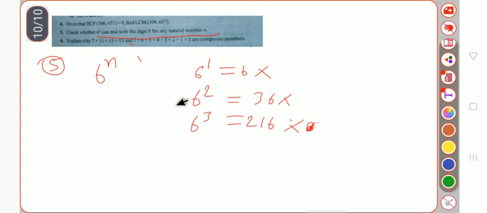Suppose this was 6 to the power 2, 6 to the power 3, so we can apply multiplication. But if we take n as 30, then it will be very difficult to multiply 6 thirty times. So we do not do questions like this. We will apply a very simple method. We have to check whether it is ending with 0 or not.